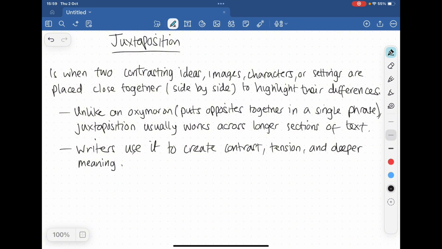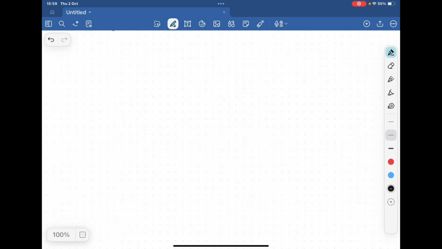Juxtaposition itself is when two contrasting ideas, images, characters, or settings are placed close together, side by side, to highlight their differences. Unlike an oxymoron, which puts opposites together in a single phrase, juxtaposition usually works across longer sections of texts, for example a sentence, a paragraph, or a scene. Writers use juxtaposition to create contrast, tension, and a deeper meaning. So let's look at some examples of what juxtaposition is and how to use it.